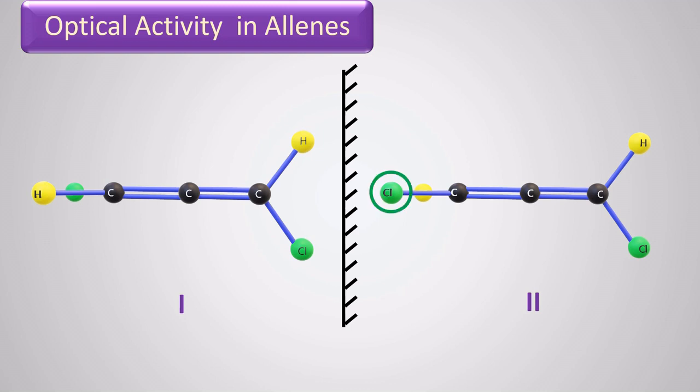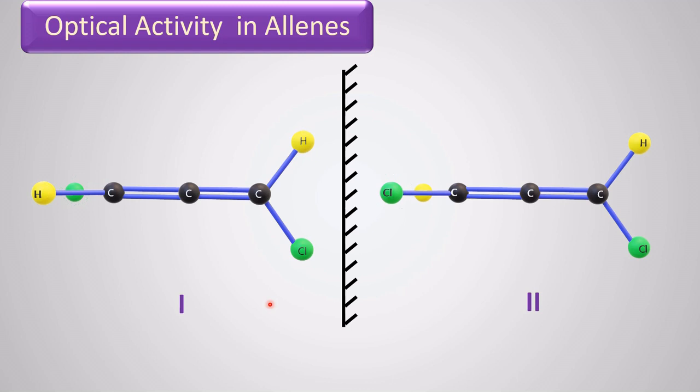However, the chlorine which is marked with a green circle in structure 2 is not superimposable with the chlorine marked in the green circle in structure 1, because the chlorine in structure 2 is coming towards the observer, whereas in structure 1 the chlorine is going away from the observer.